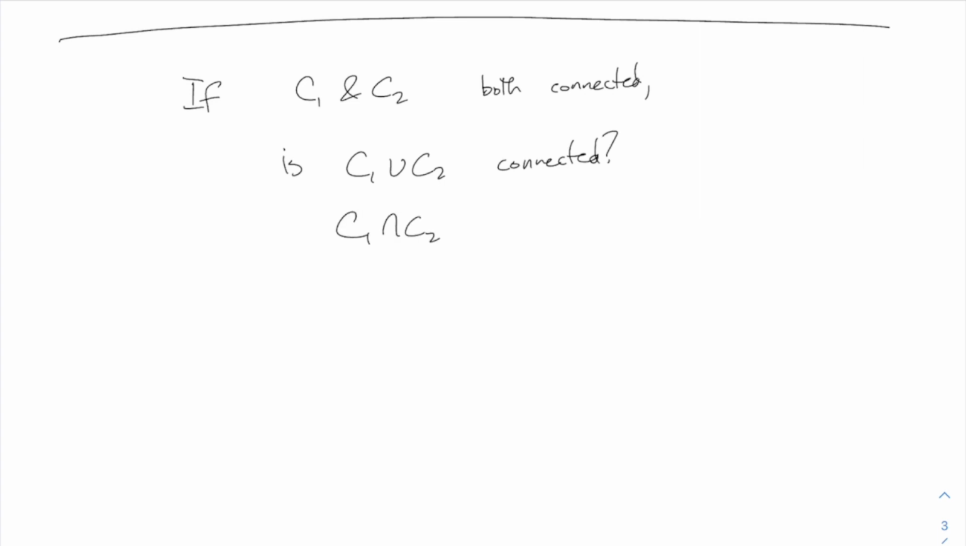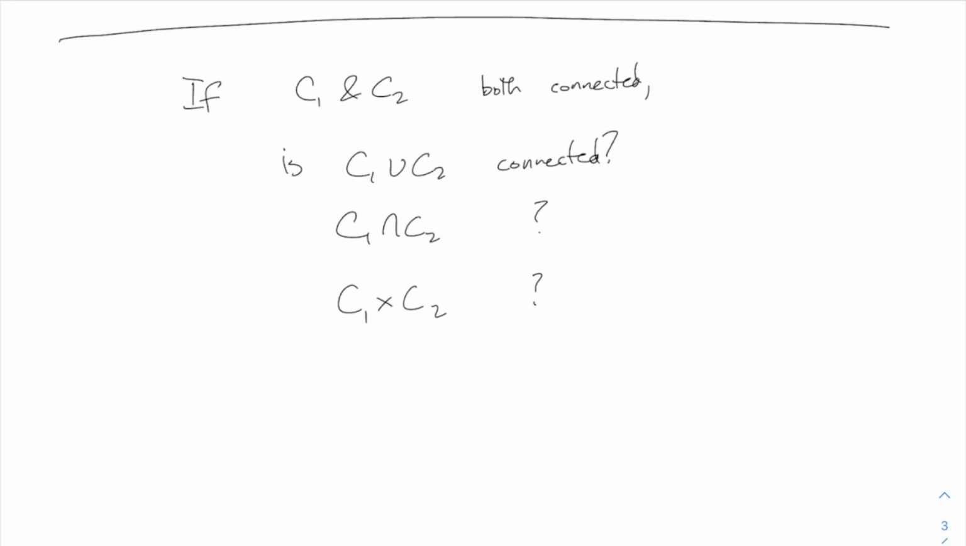Is C1 intersect C2 connected? Or C1 product with C2 connected? Think about these, and your answer could be yes, or no, or sometimes. If I combine connected sets together in these various ways, is the result going to also be connected? I would suggest you try and draw some pictures for yourself.